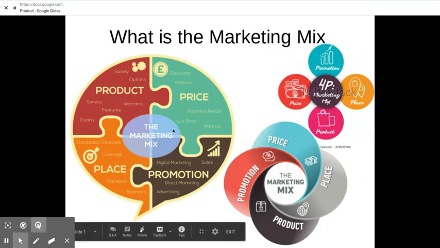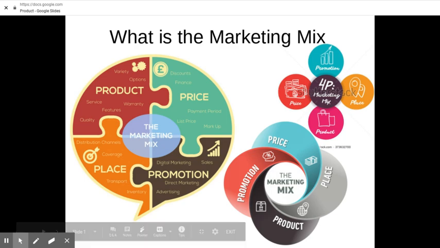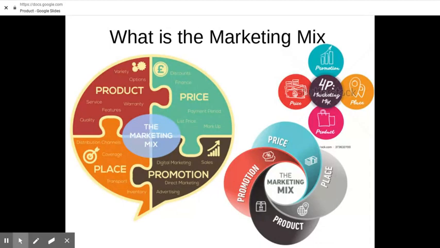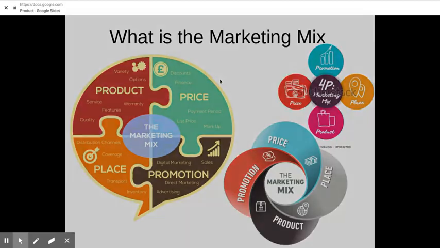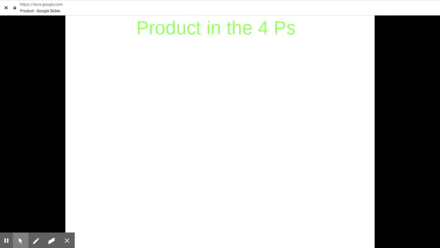So we're going to begin talking about the marketing mix and breaking it down to the 4 P's. And we're going to talk about each P on its own. So the first P we're going to talk about is product. So, product and the 4 P's.